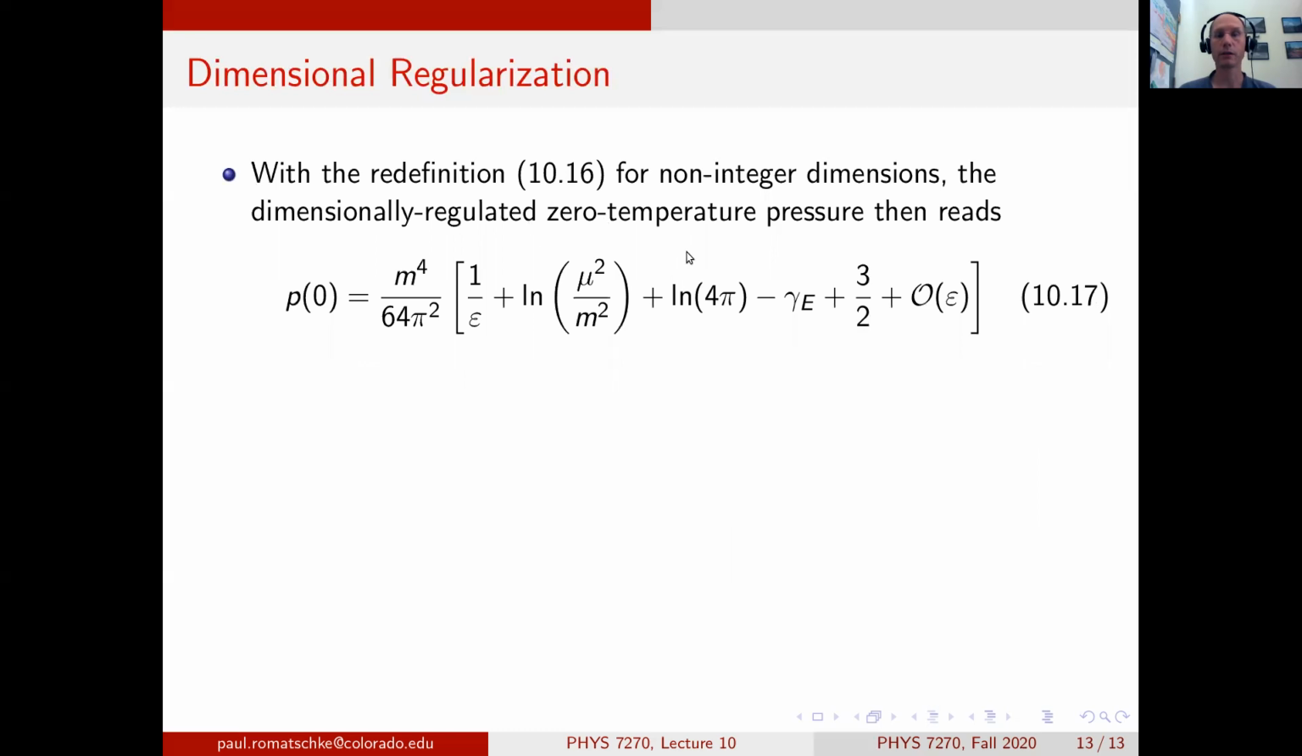And once we use this modified expression for the function phi, we find a similarly modified expression for the pressure that looks exactly the same as before, except that instead of having the logarithm of m squared, we have the logarithm of mu squared over m squared, with the corresponding change in the sign here.